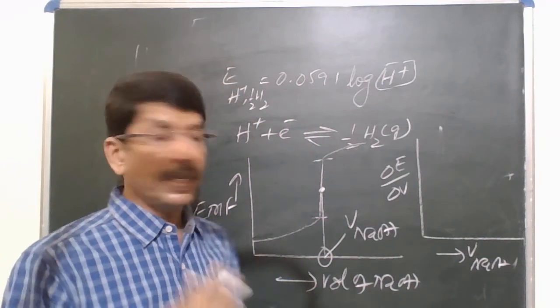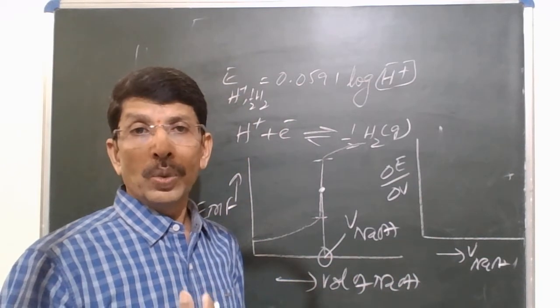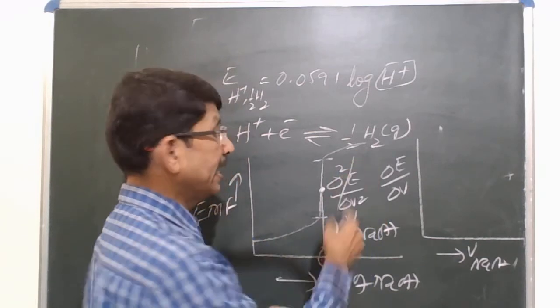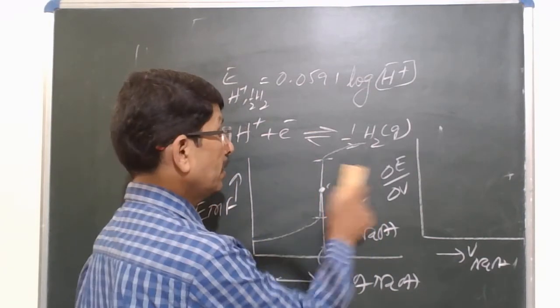This is called the first differential graph. We can also plot delta square V over delta V square, the second derivative graph. Don't worry about that. This is sufficient.